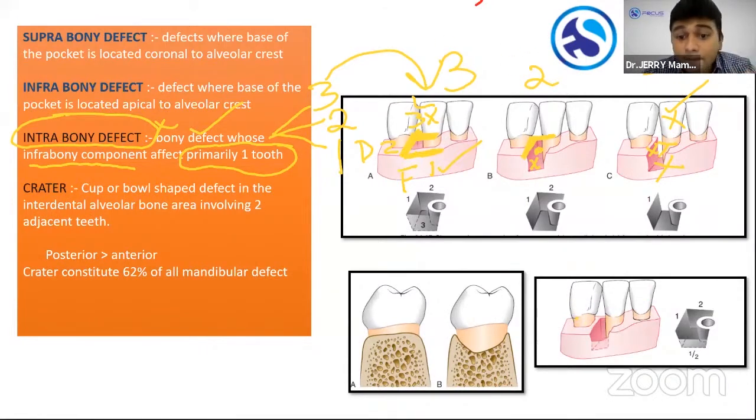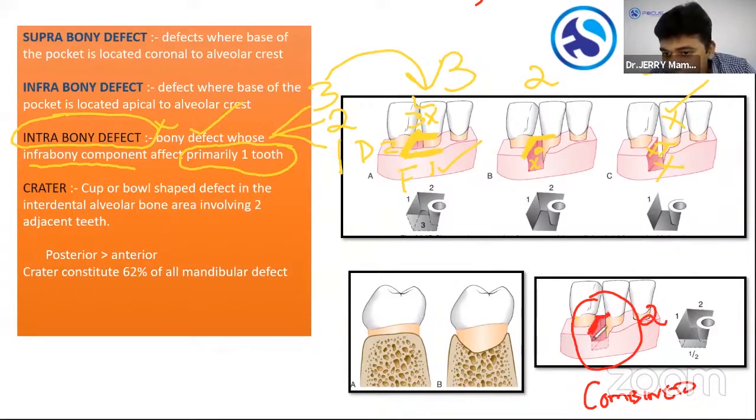Okay. So what is a combined defect? We are talking about the combined defect here. It is a kind of defect where, in the coronal portion of the defect as a whole, it's a two-wall defect. Which walls are present? The distal wall and the lingual wall. Is the facial wall present at the coronal-most end? No, it's eaten up or it has been resolved.